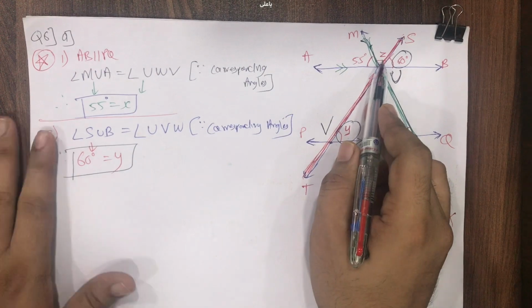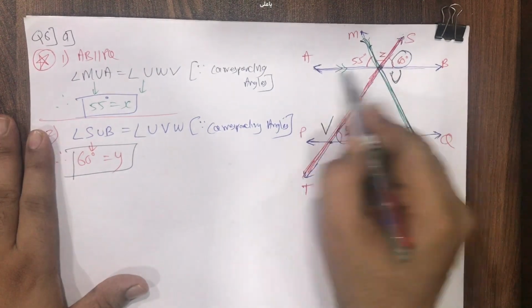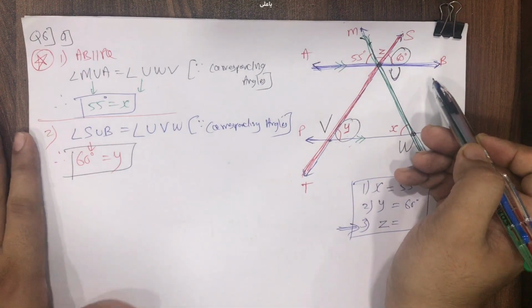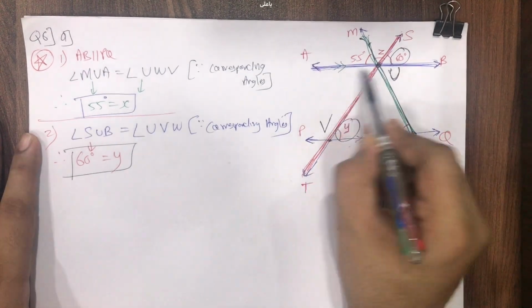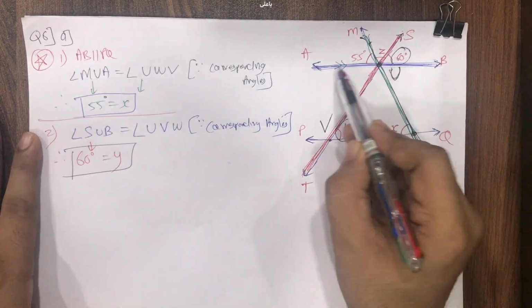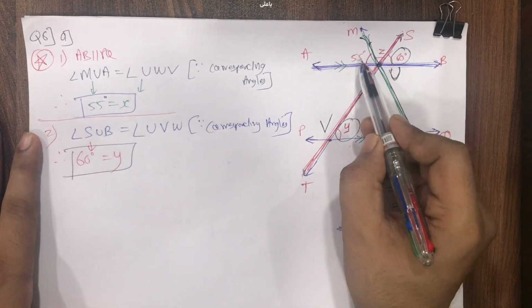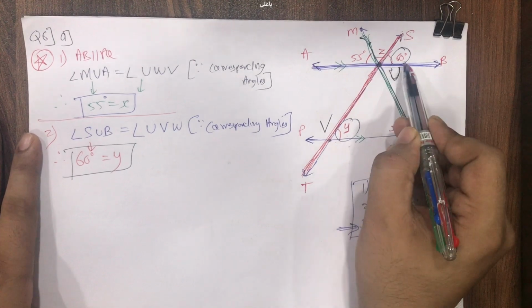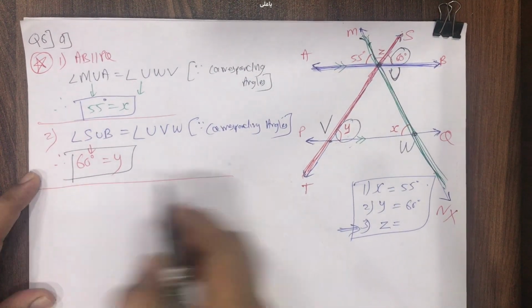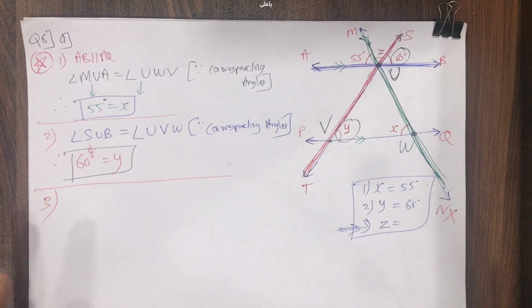Z is over here. Can I say, students, can you see this is a straight line, please? I'm highlighting with the blue color. And we have studied a theorem that sum of all the angles on a straight line is equal to 180 degree. I repeat again, sum of all the angles on a straight line is equal to 180 degree. So 55 plus z plus 60 is equal to 180 degree. Yes, let's do it very quickly. The third step, please.